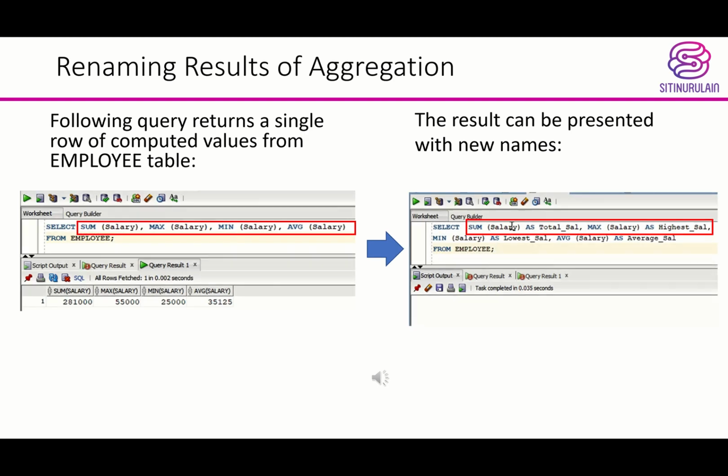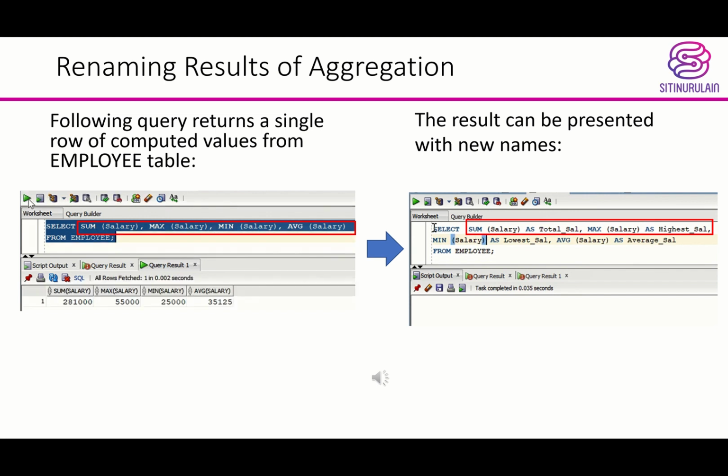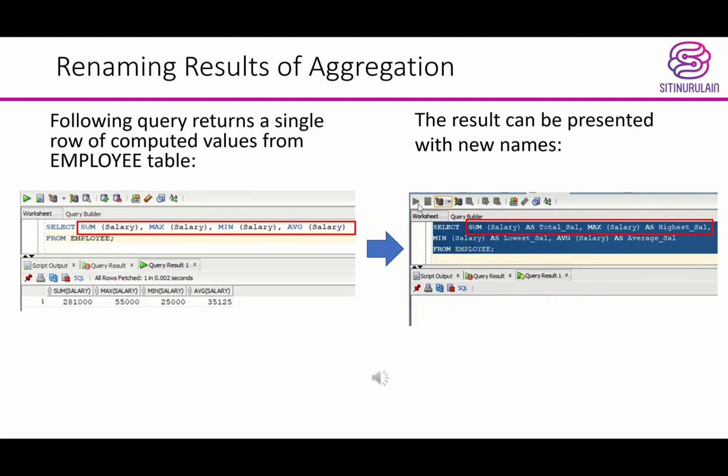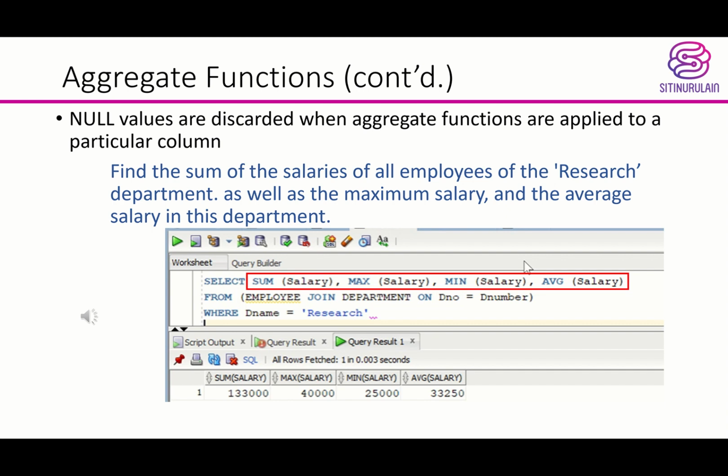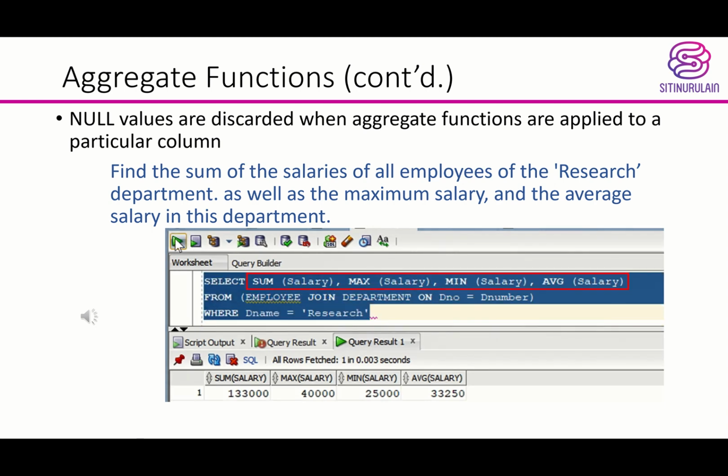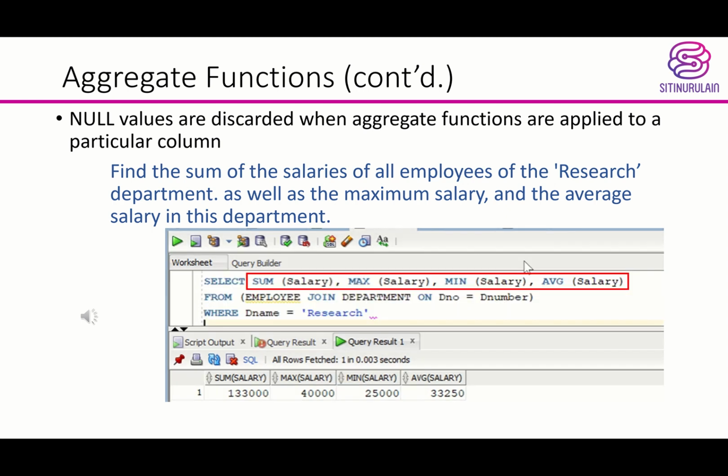We can rename the result of aggregation using a column alias or qualifier, as shown in the slide. Null values are discarded when aggregate functions are applied to a particular column. The slide shows an example of a query to find the sum of the salaries of all employees of the research department, as well as the maximum salary and the average salary in this department.